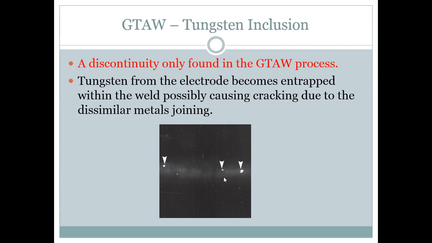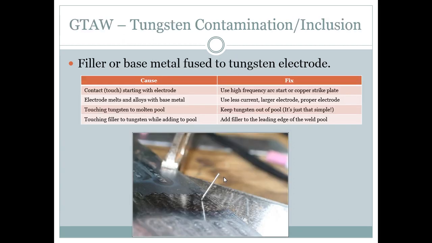So here we have a picture of an X-ray. An X-ray is a common way to inspect welds internally without destroying them, without cutting them apart. The little white dots are showing tungsten that becomes entrapped within the weld, and it can possibly cause cracking just because these two metals don't seem to go together very well. And it's a little spot there where you put stress on something and you've got that little spot of something else in there. That's a cause for an issue, and usually welds that have this kind of discontinuity are rejected. There's not a high tolerance for tungsten inclusion.